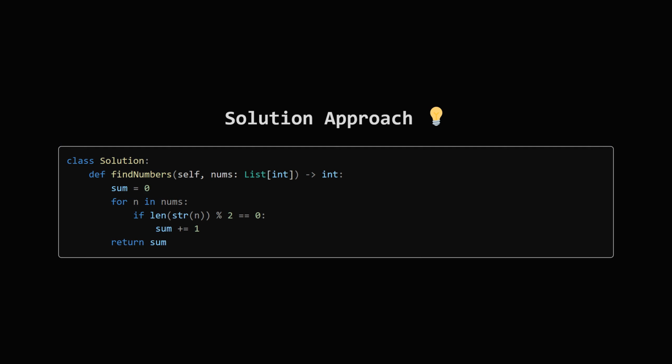I initialize a sum variable to 0. Then, I iterate through each number n in the nums array. I convert the number to a string and check if the length of the string, using the modulo operator to find the remainder when dividing by 2, is equal to 0. If it is, I increment the sum. Finally, I return the sum. This solution has a time complexity of big O of n, as we loop through the array once.